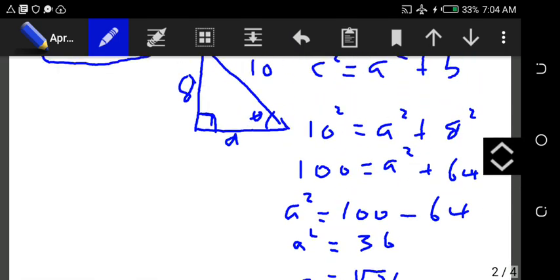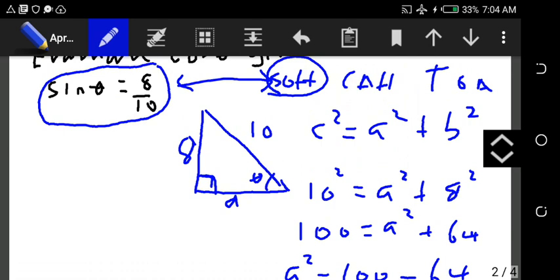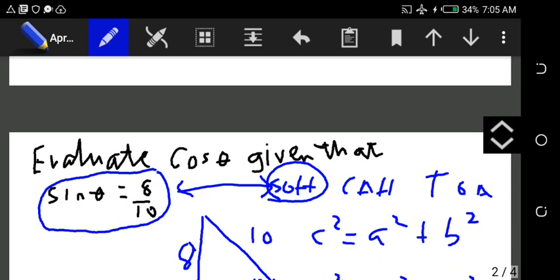So we'll go back to our triangle. Let me clean up the a that we've been looking for and replace that side with 6. So we now have a complete right angle triangle having the three sides 8, 10 and 6. Therefore we can go ahead and evaluate the given angle.